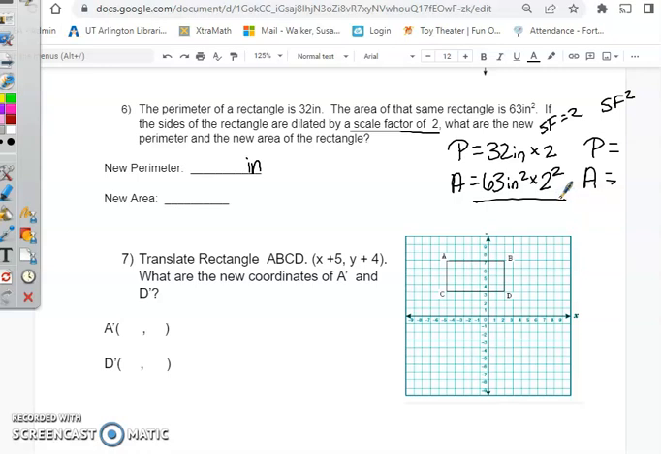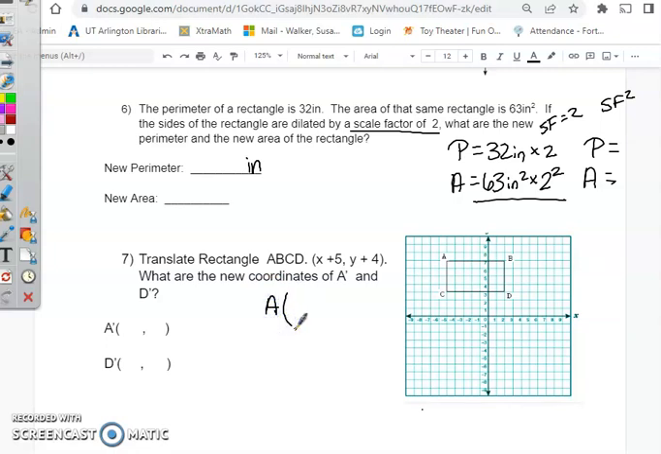Okay? And now we're going to do number 7. It says translate rectangle ABCD, x plus 4, y plus 4. Hopefully you know this is a translation. I didn't have to say translate. I could have just said transform, or complete the transformation. So we're going to change A and D. So I'm going to do A. You're going to do the other one.